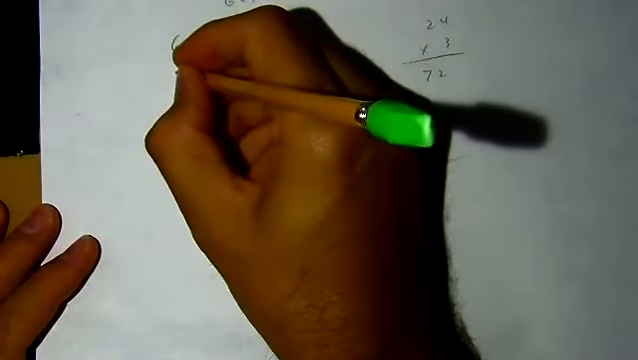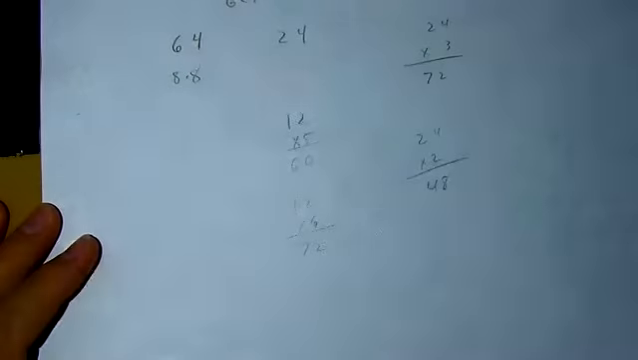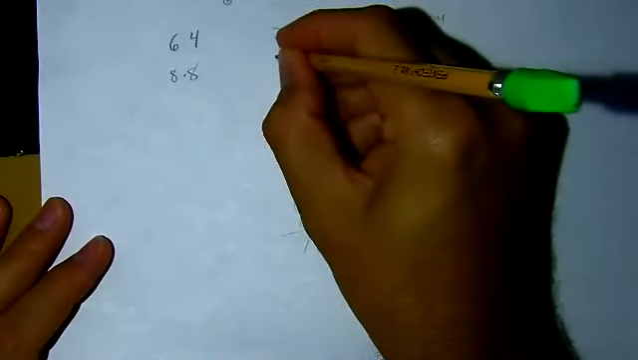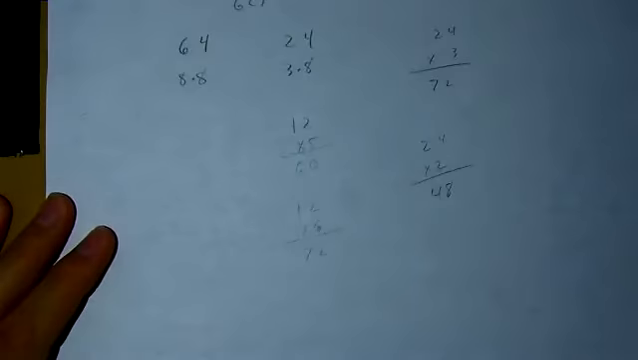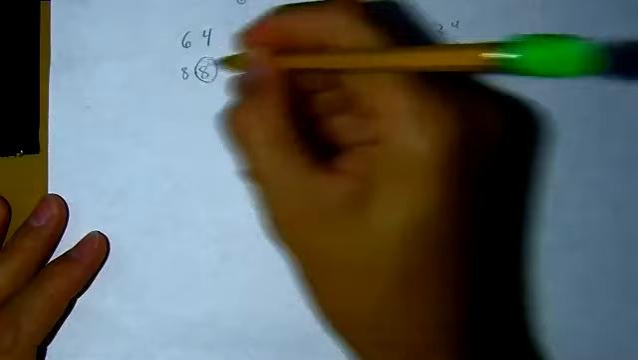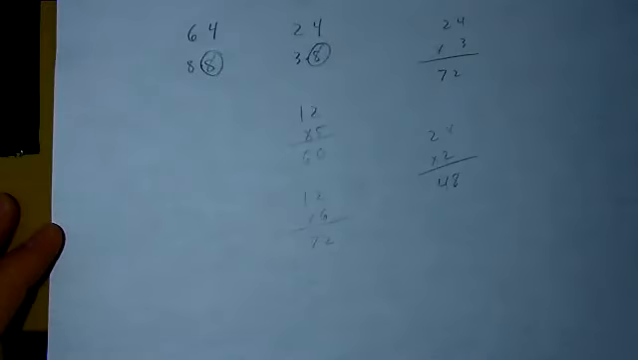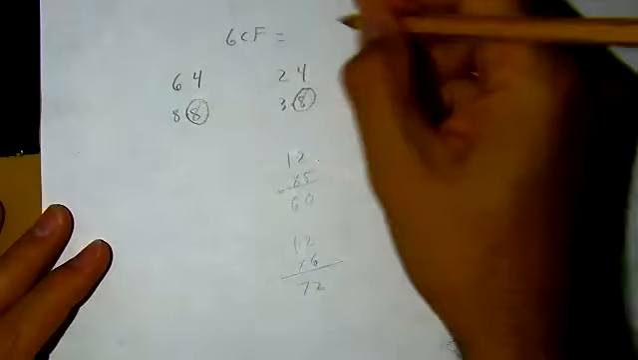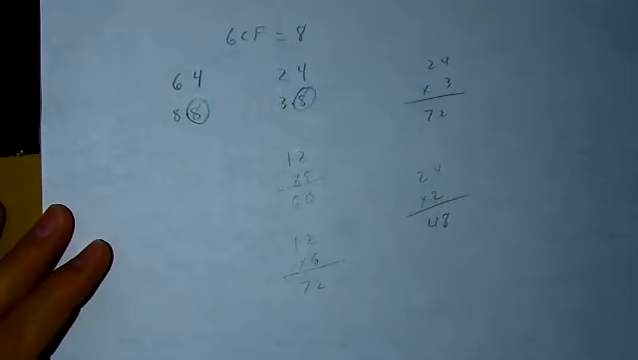So we go to 8. And like I said, if you know your times table, you know 8 times 8 is 64. 3 times 8 is 24. So since 8 is on both sides, and that was the biggest number that would go into both of those numbers, the greatest common factor of those two numbers is 8.